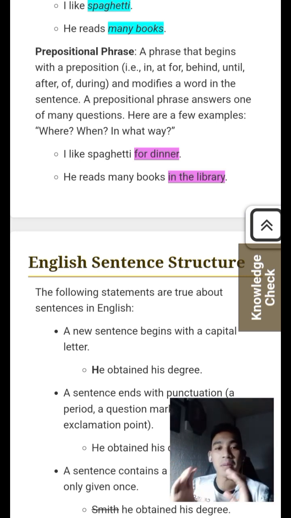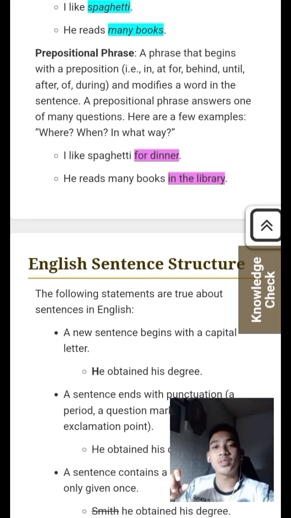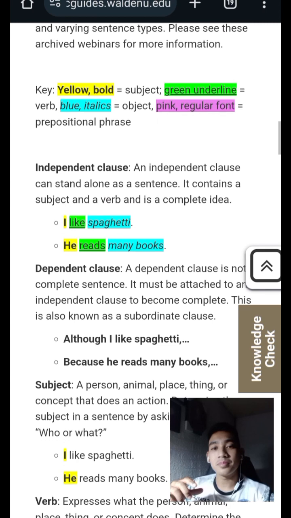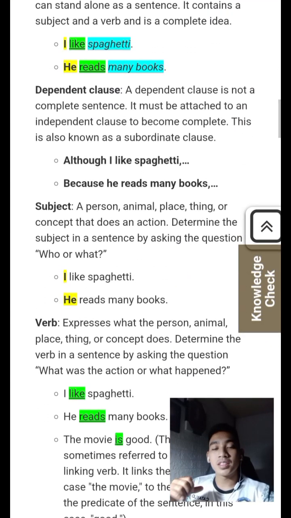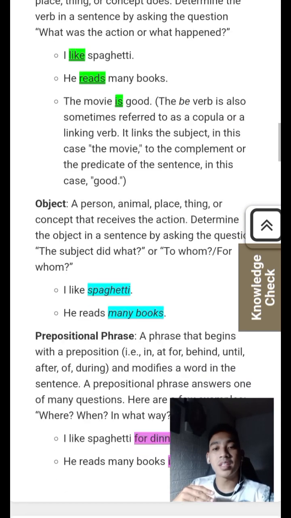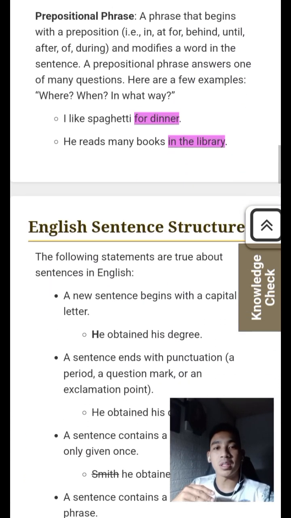He reads many books in the library. The phrase in the library is the prepositional phrase because it begins with the word in. So, these are the basic elements: independent clause, dependent clause, the subject, the verb, the object, and the prepositional phrase.